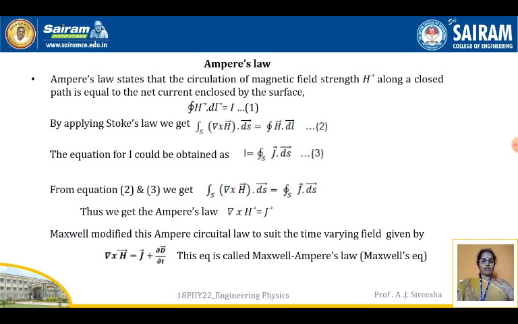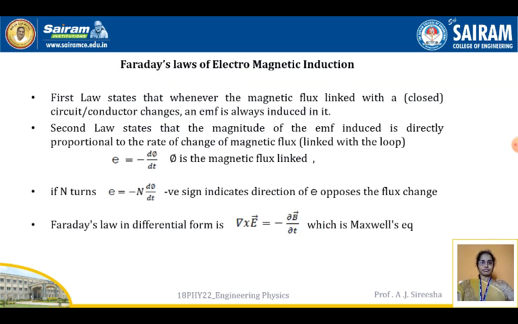But Maxwell modified this Ampere's circuital law to suit time varying fields, given by del cross H is equal to J plus dou D by dou t, where D is the displacement. This equation is called Maxwell's Ampere's law, because Maxwell modified Ampere's law and gave del cross H is equal to J plus dou D by dou t. This is a Maxwell's equation.